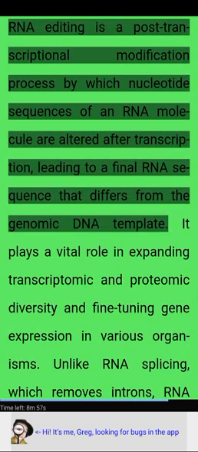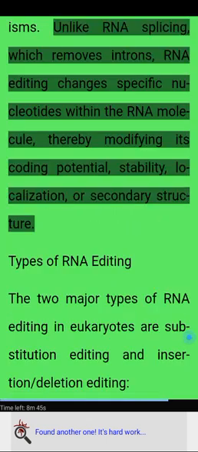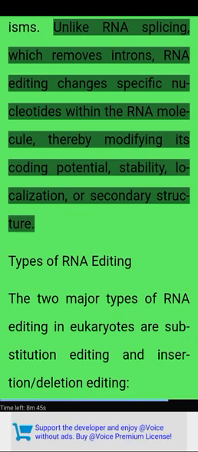RNA editing is a post-transcriptional modification process by which nucleotide sequences of an RNA molecule are altered after transcription, leading to a final RNA sequence that differs from the genomic DNA template. It plays a vital role in expanding transcriptomic and proteomic diversity and fine-tuning gene expression in various organisms. Unlike RNA splicing, which removes introns, RNA editing changes specific nucleotides within the RNA molecule, thereby modifying its coding potential, stability, localization, or secondary structure.